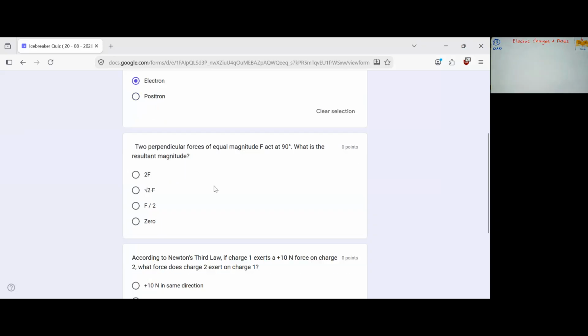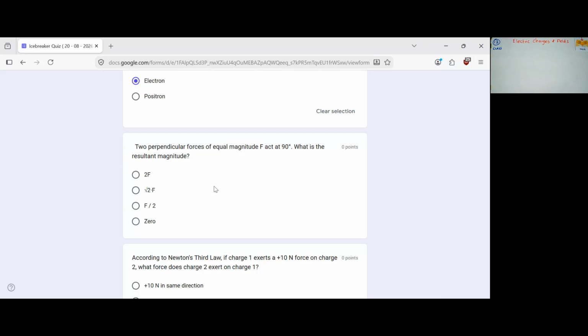So the protons and neutrons are tightly bound inside the atomic nucleus by the strong nuclear force. Electrons, especially outer valence electrons, are loosely bound and can easily transfer from one atom to another when friction is applied. So that's why the answer is electron for this question number 1.